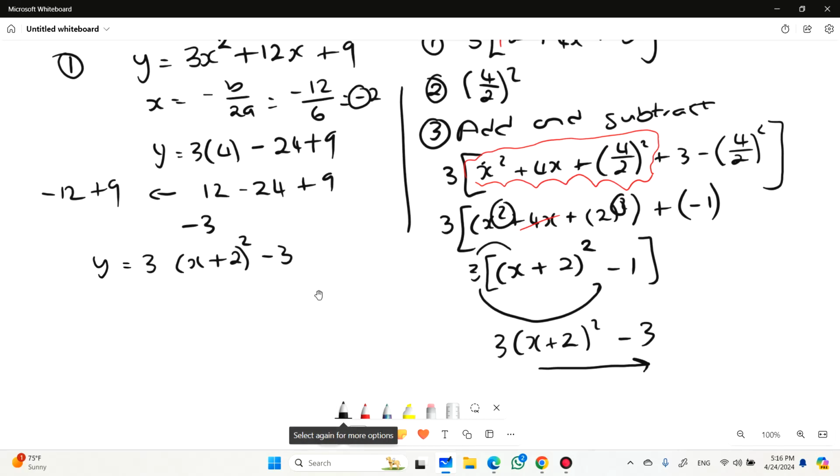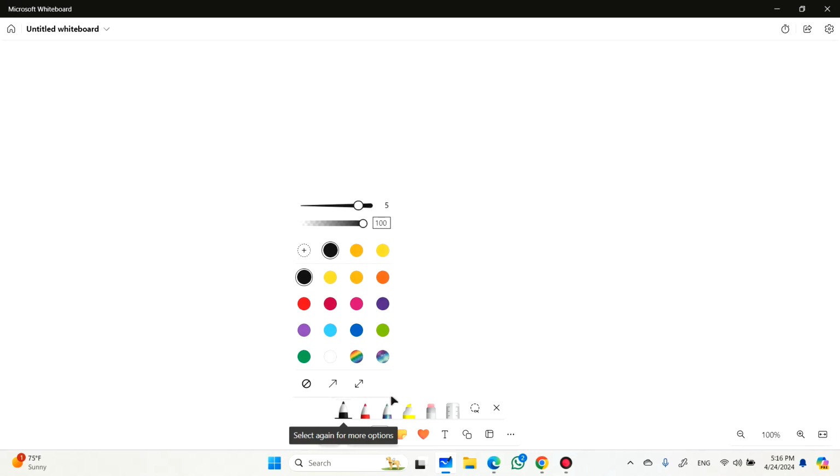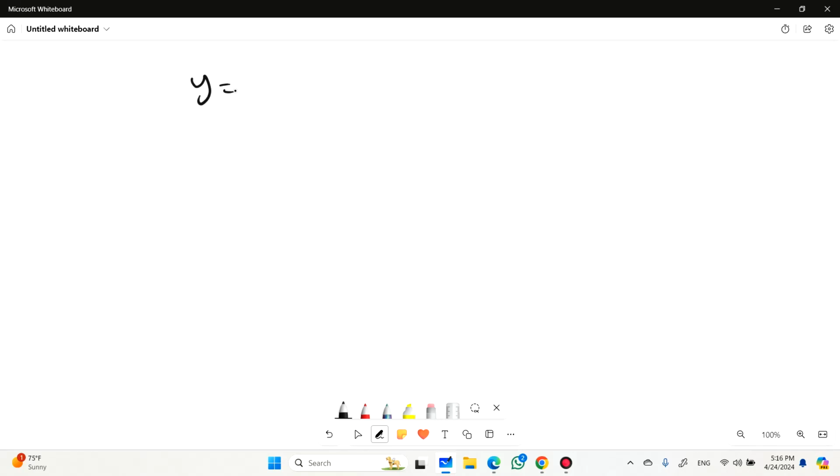Okay, and let's look at another example real quick. So let's say I have y is equal to x squared plus 9x and then plus 4. Will that work? Let me see. Okay, let us see. Let us complete the square first, right? Let's first start with completing the square.